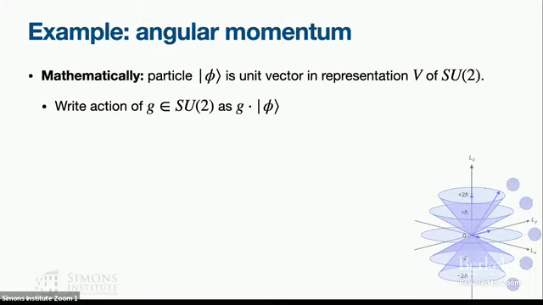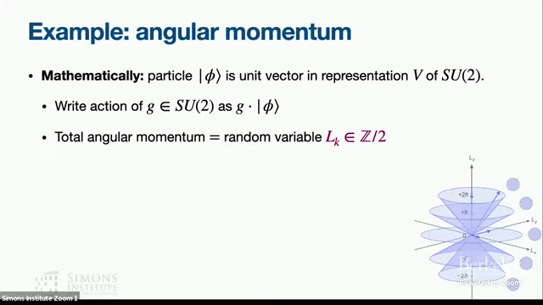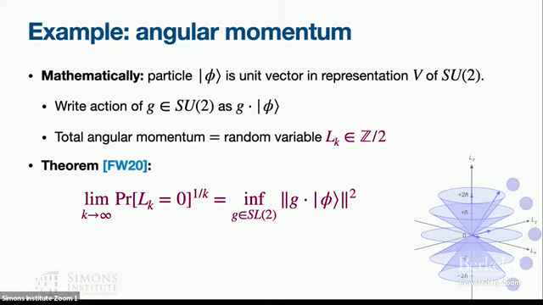But we think of a particle as a unit vector in some representation of the two-dimensional special unitary group. So that's 2 by 2 unitary matrices with determinant 1. And we write the action of the group element on the vector as g dot v. The total angular momentum, as I said, is going to be some random variable, Lk, because there are k copies. That's what the k stands for, and it's actually going to take half-integral values. In the picture it's multiplied by Planck's constant, but here I'm just going to take it to be half integral.